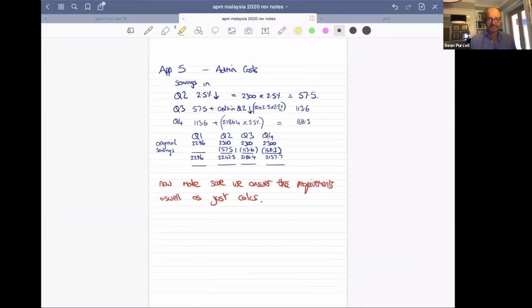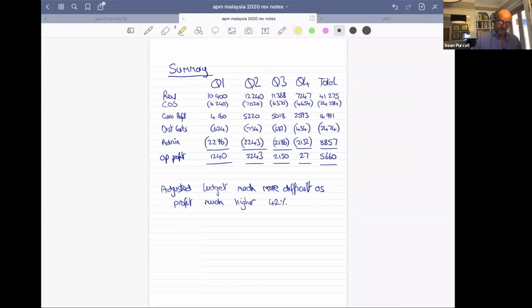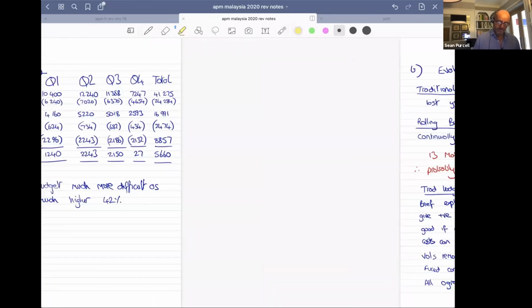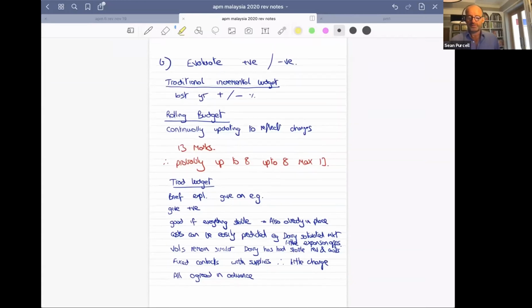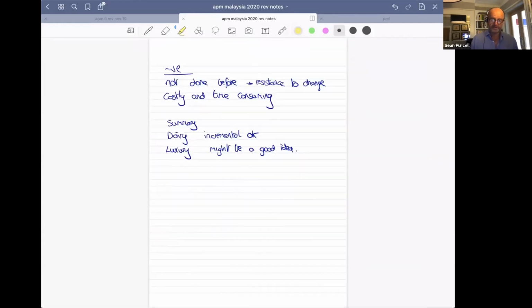It's not just the calculations though. The calculations do take a while, but that's probably half the marks. We then need to make sure we summarize and give some comments on that summary. We should know what a traditional budget and an incremental budget are, and be able to comment on them. If we can do that, we'll be absolutely fine. Rolling budgets as well.